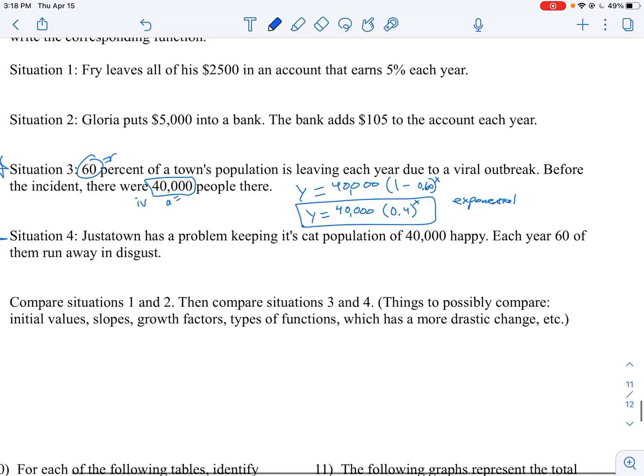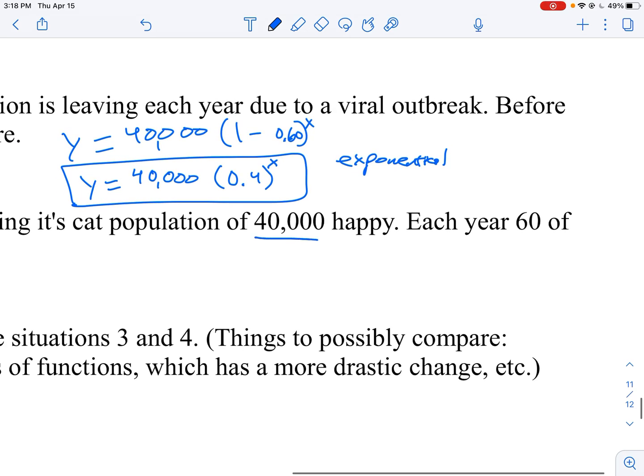Let's look at 4. It says, a town has a problem keeping its cat population of 40,000 happy. Each year, 60 of them run away in disgust. This 40,000 is again our initial value, which for this one, you have to think, is it linear or exponential? This is just subtract 60, subtract 60, subtract 60. So that makes it linear. And so 40,000 here is going to be my b value, my initial value.